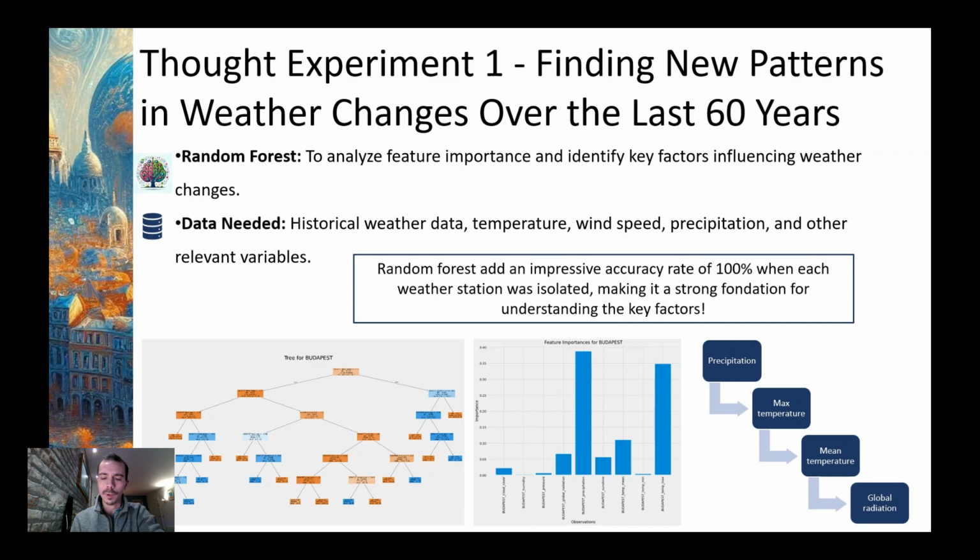The random forest had an impressive accuracy rate of 100% when each weather station was isolated, making it a strong foundation for understanding the key factors. While when we run it on the whole dataset and not on each individual weather station, we still had an accuracy of about 80%, which was really good. As you can see on the graph, the feature importance for Budapest, for example: the most important features are precipitation, then max temperature, then mean temperature, and then global radiation. And it was really coherent from one station to the other.